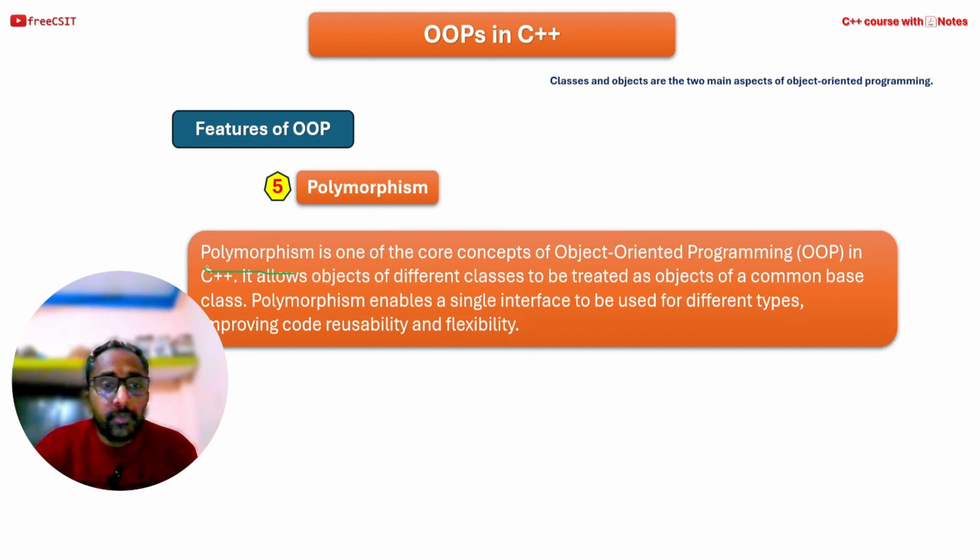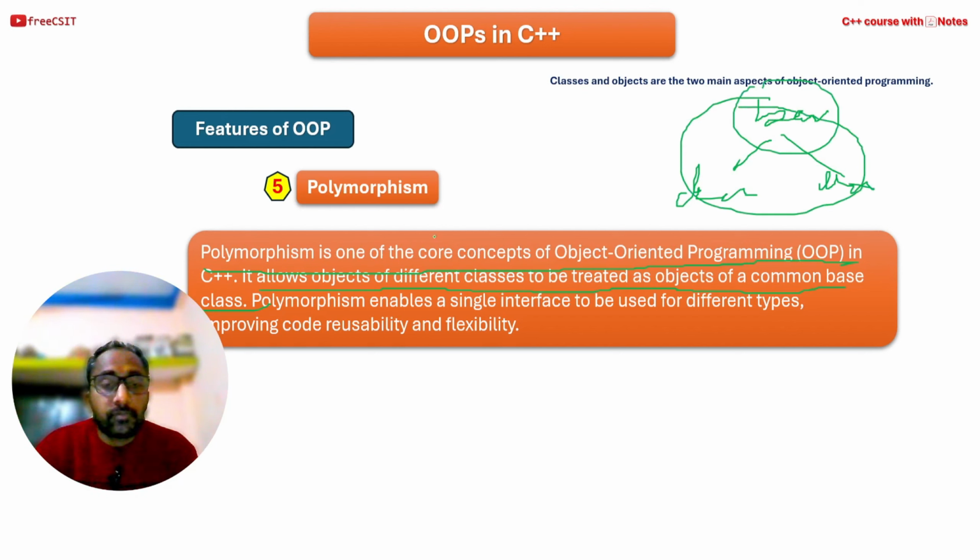So polymorphism is one of the core concepts of object-oriented programming in C++. It allows objects of different classes to be treated as objects of a common base class. So this is the base class, and it will be treated as the derived class. Polymorphism enables a single interface to be used for different types, improving code reusability and flexibility.